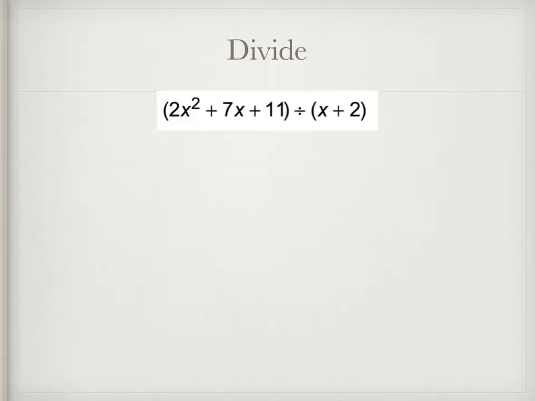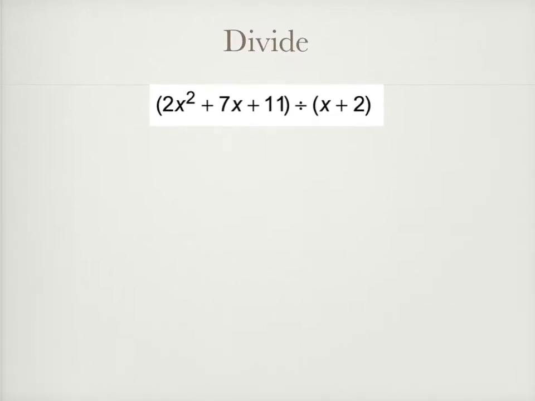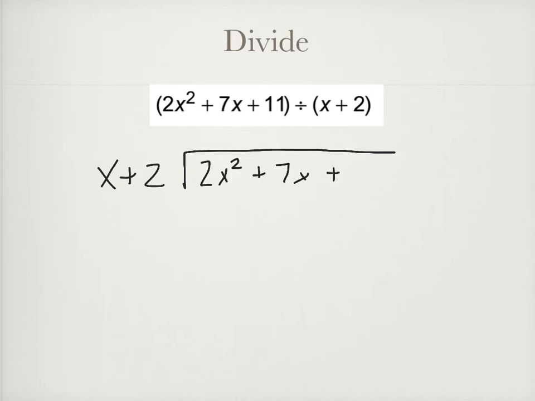Okay, let's do another example. So again, we're going to divide. We need to write it how it was in the last one. So we're just going to rewrite it as x plus 2 goes into 2x squared plus 7x plus 11. So we're just rewriting it. So now we need to see what times x gives us this 2x squared. 2x. So we're going to write the 2x on top of the 7x. Because if it just has one x, we just need to keep it in line.